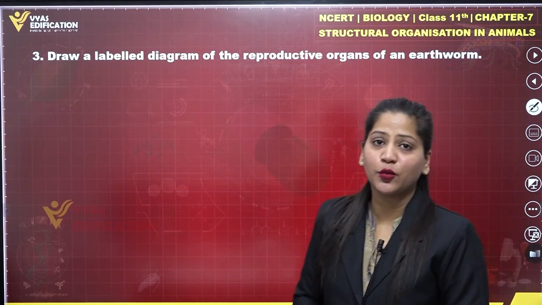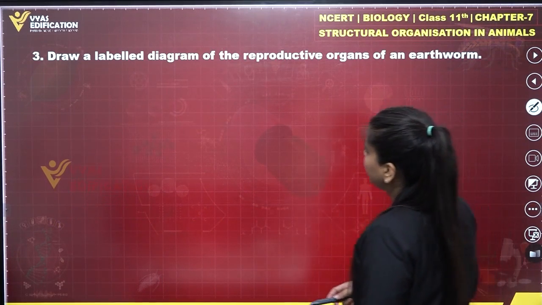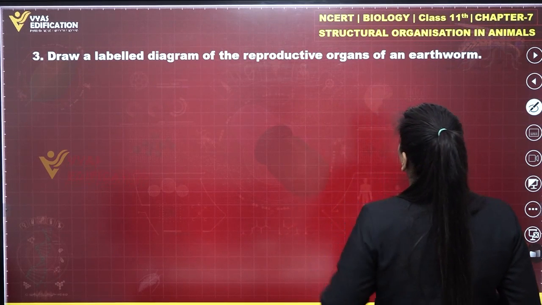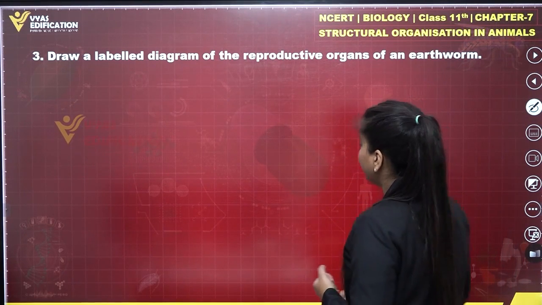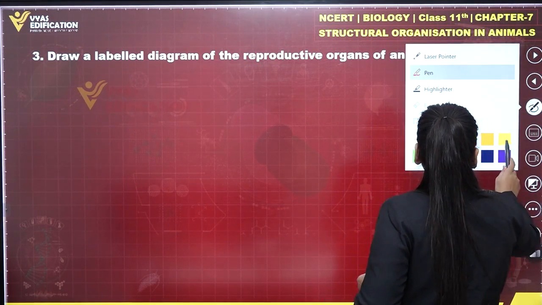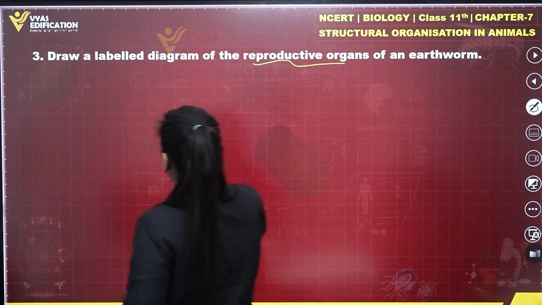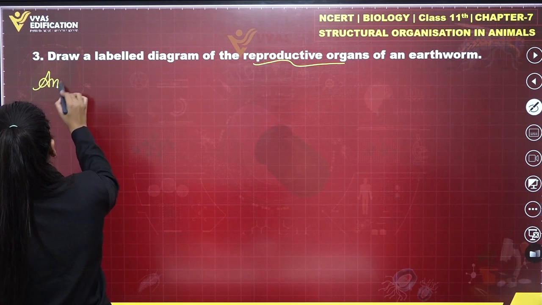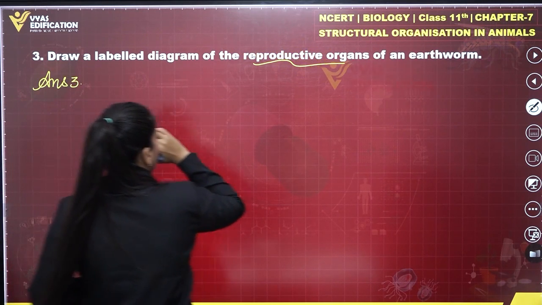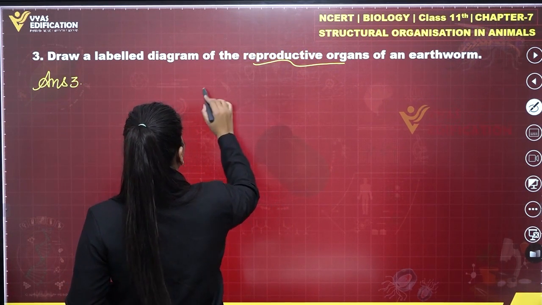Now we are going to discuss question number 3. Draw a labeled diagram of reproductive organs of an earthworm. Alright, so we have to draw the reproductive organs of earthworm. So let's make this answer number 3. We are going to make reproductive organs in earthworm.